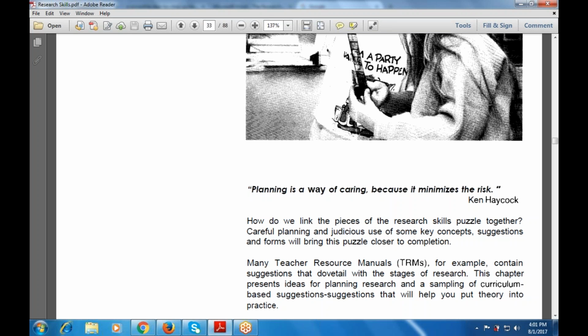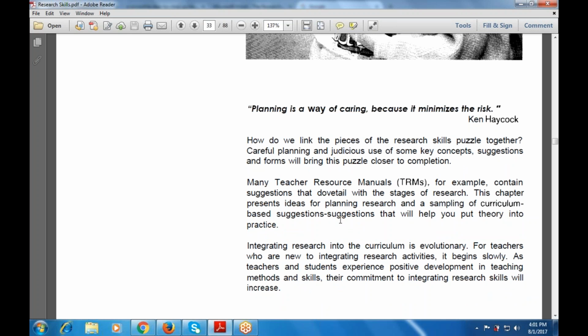Many TRMs, that is the teacher resource manuals, for example, contain certain suggestions that dovetail with the stages of the research. This chapter presents ideas for planning a research and a sampling of curriculum-based suggestions that will help you put theory into practice, and make the key concepts and suggestions bring this puzzle closer to completion.